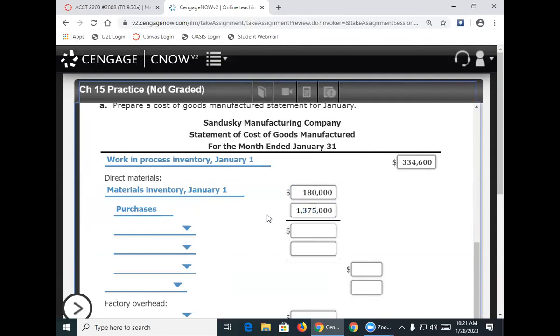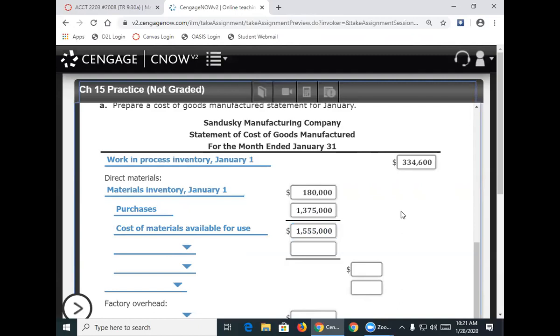Okay, and anytime there's an underline, we know we're doing some math. That gives us the cost of materials available for use. So in this month, we had 180,000. We added in 1,375,000. So all total, we had 1,555,000 available for use. So we've done that first little bit. Cost of materials available for use.